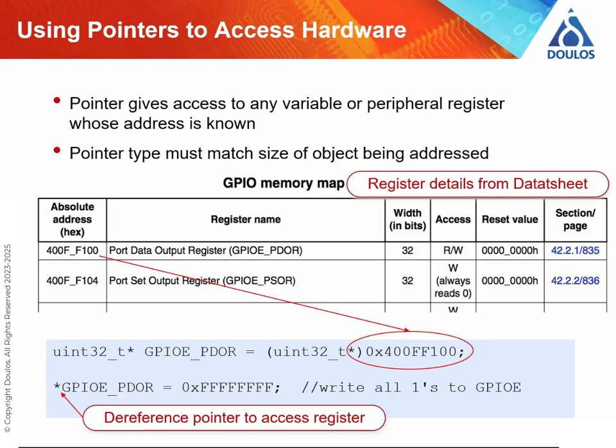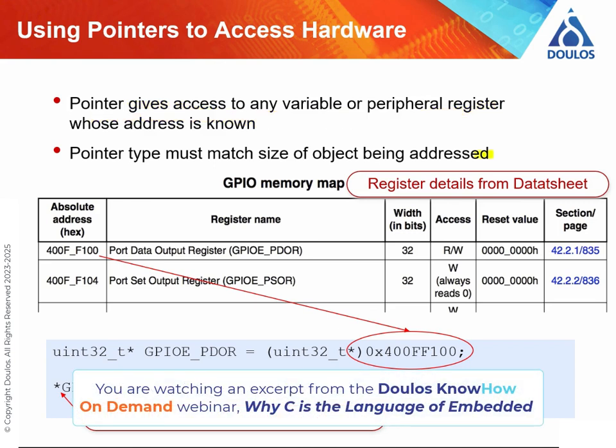Pointers are particularly useful in embedded systems as a mechanism for accessing hardware. We can access any variable, but importantly any register whose address is known. And for ARM Cortex devices, that's particularly useful because everything is memory mapped. All the registers for peripherals have a memory location. It means that we can access those using pointers. The only thing you have to remember is that the type of that pointer must match the size of the object that you're going to address.